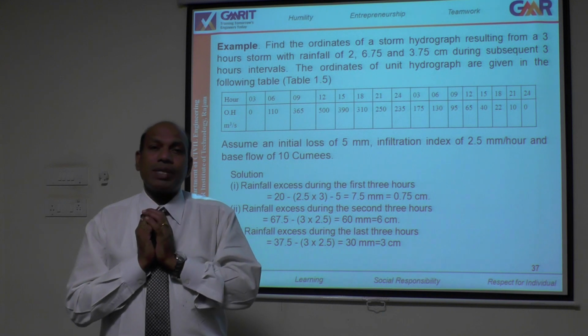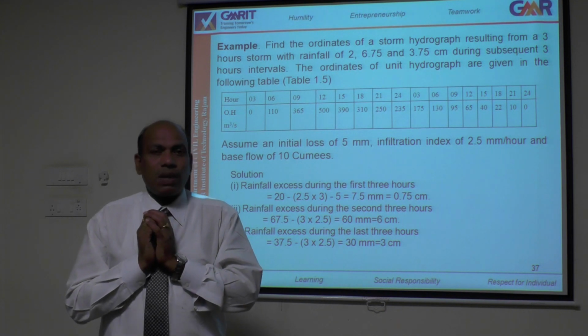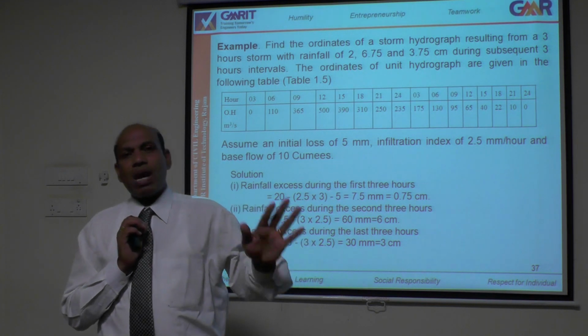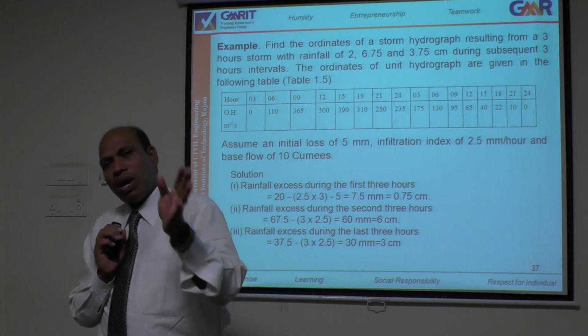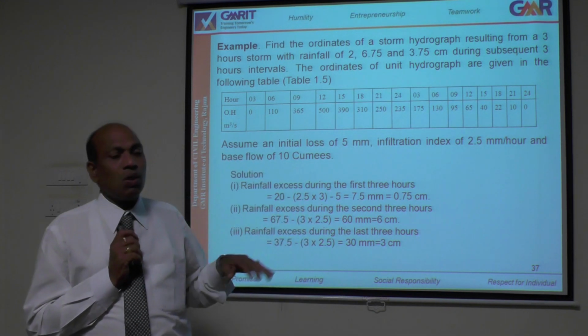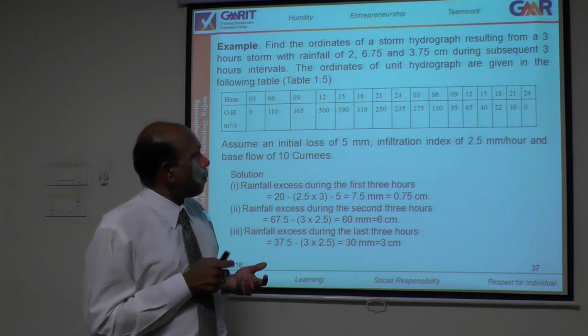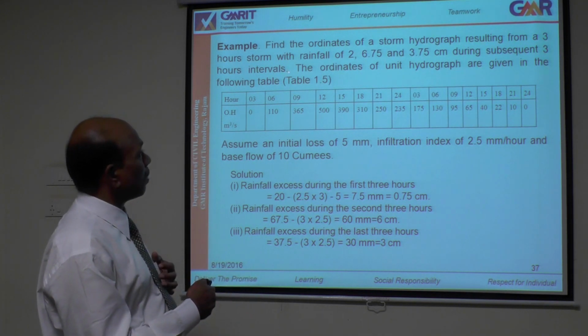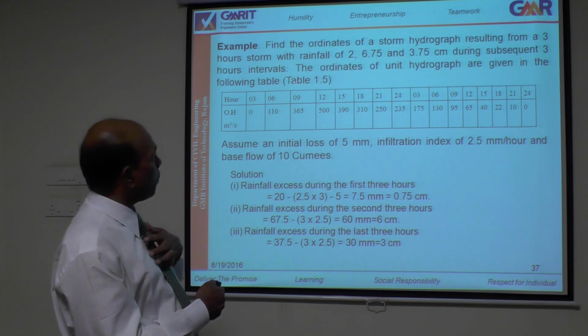Totally the rainfall duration is 9 hours, but the rainfall intensity, the rainfall depths, vary. First 3 hours having a different value, second 3 hours a different value, and third 3 hours also a different value. By using this, we are going to construct the storm hydrograph. During the subsequent 3 hours intervals, this is a continuous flow. That is also one of the important points.